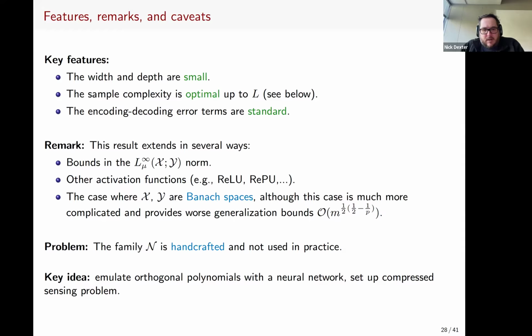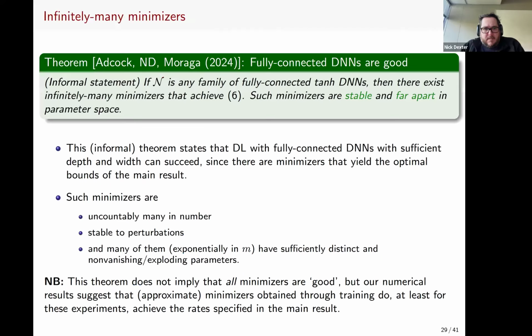Key idea is to emulate orthogonal polynomials with neural networks and then set up a compressed sensing problem for the training problem. We're also able to show that fully connected DNNs are good. So the last theorem was not necessarily fully connected. Now we're able to say informally in this result that if N is any family of fully connected tanh DNNs, then there exist infinitely many minimizers that achieve the error bounds in the previous result, and such minimizers are stable and far apart in parameter space.